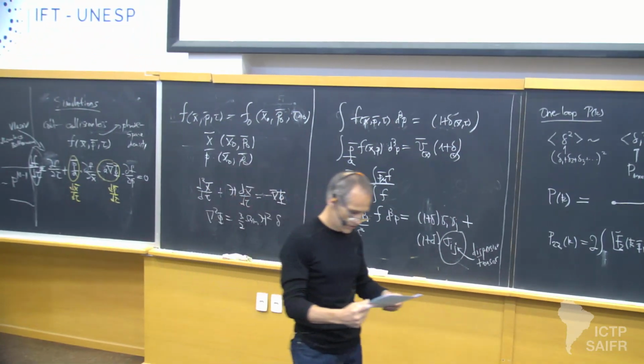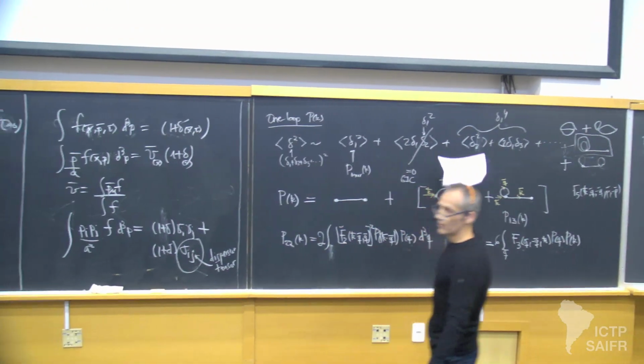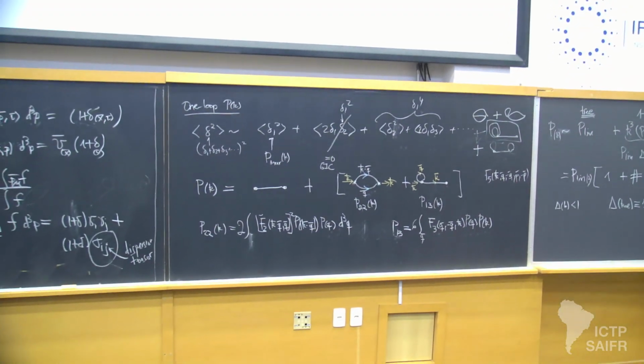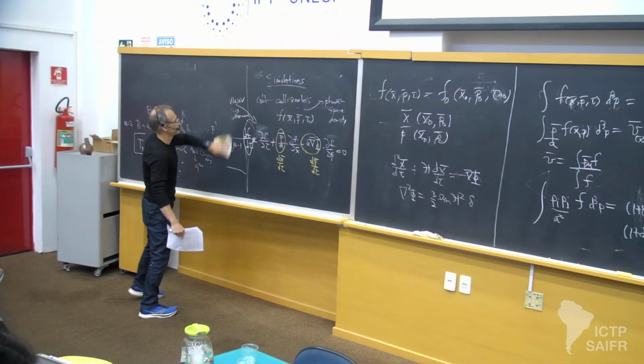Okay, so let me now write the corrections to the assumptions we were making here. How does the Euler equation get modified? And then we'll go to galaxies.